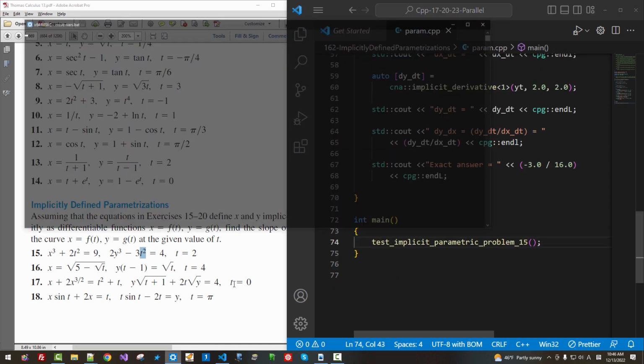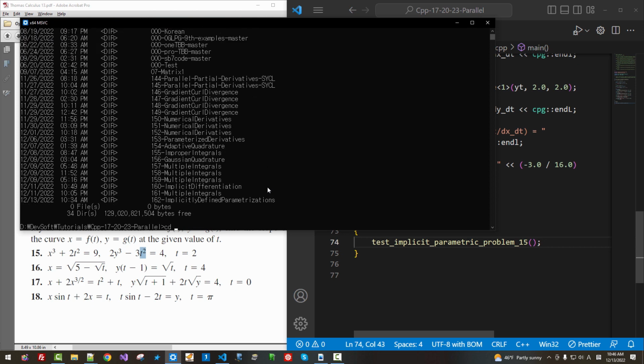We can use any compiler. Let's try with the Microsoft compiler.